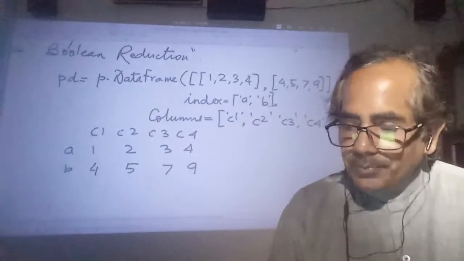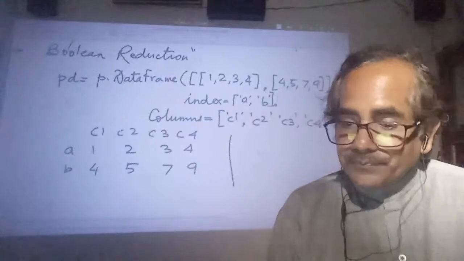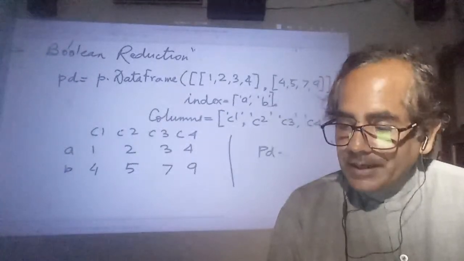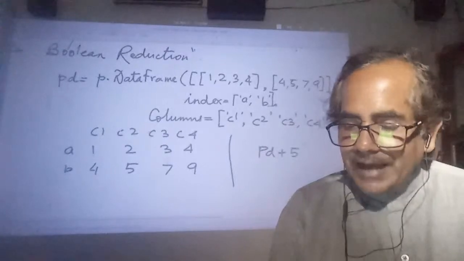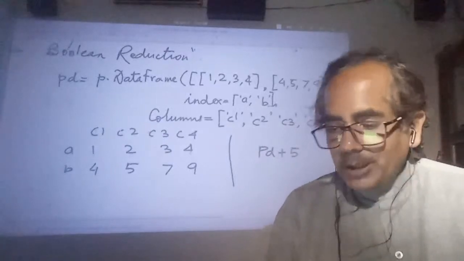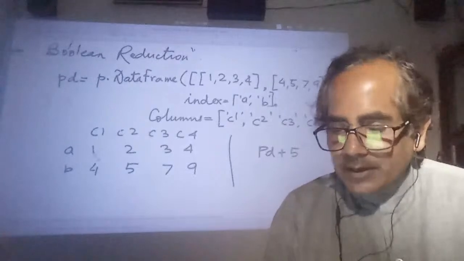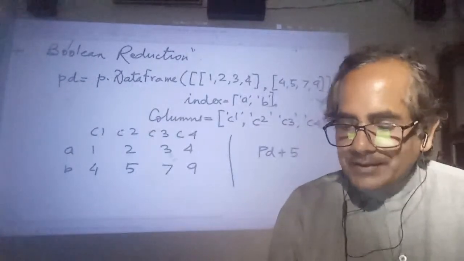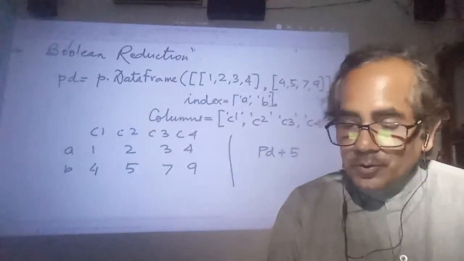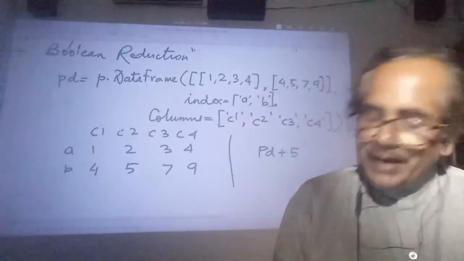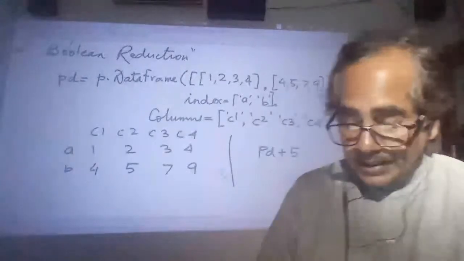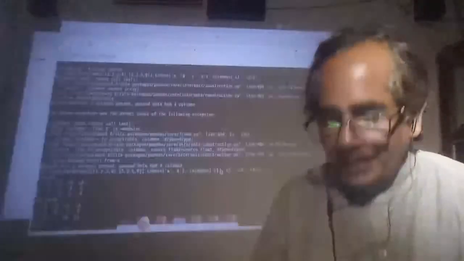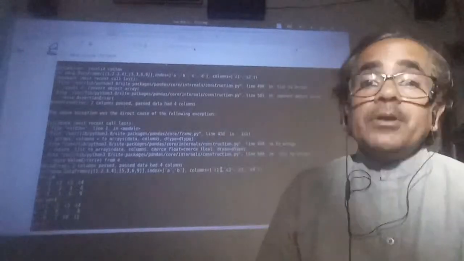Now suppose you are writing PD plus, let us say, 5. Then 5 is added to 1, 5 is added to 2, 5 is added to 3, 5 is added to 4, and here this 4, and in this way it is added in all the columns. Now this phenomenon is called broadcasting.